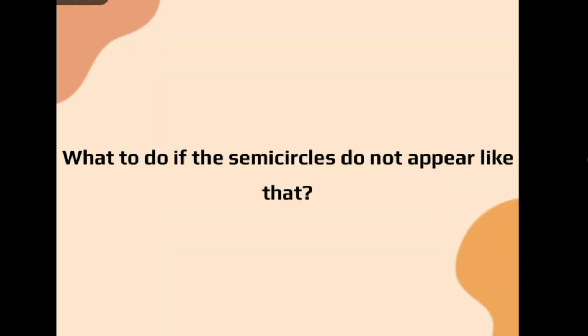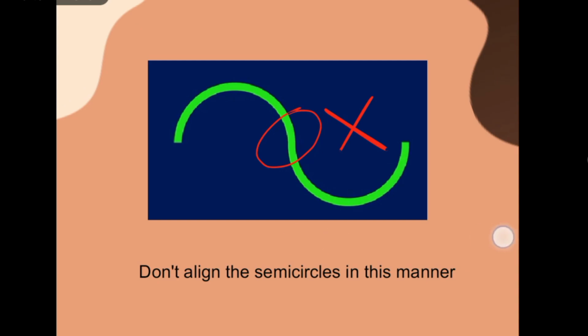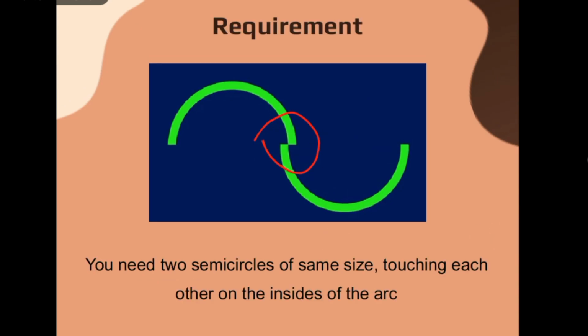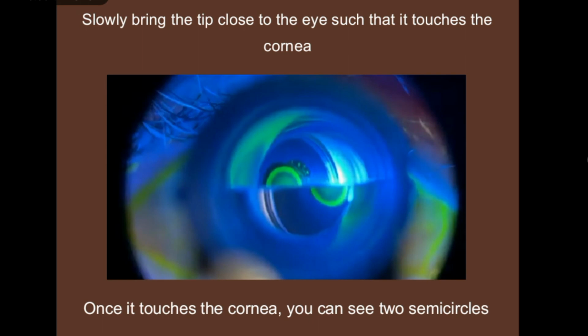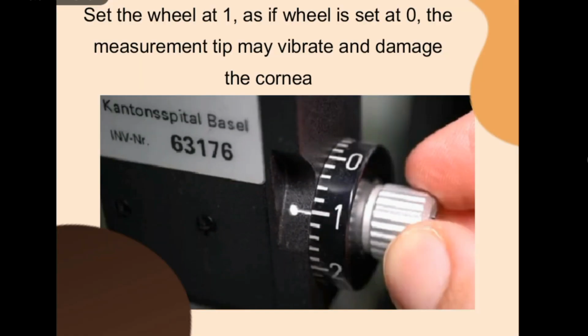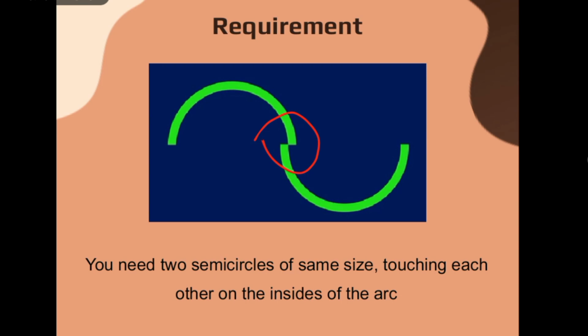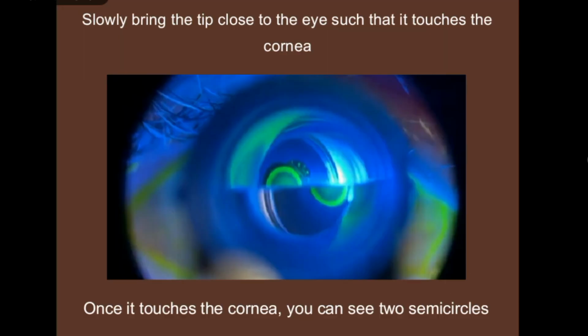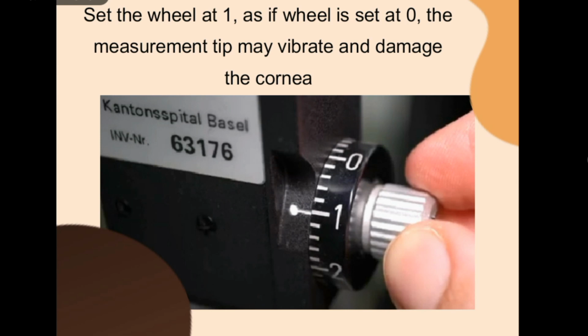So now, one more important thing, when you have got the readings in this manner, you can see you got these semicircles. What you have to do is move forward or backward. Suppose you are measuring the intraocular pressure and you got this. How did you get this? So now you have to move this wheel up or down in order to see whether these semicircles are going towards each other or moving away.